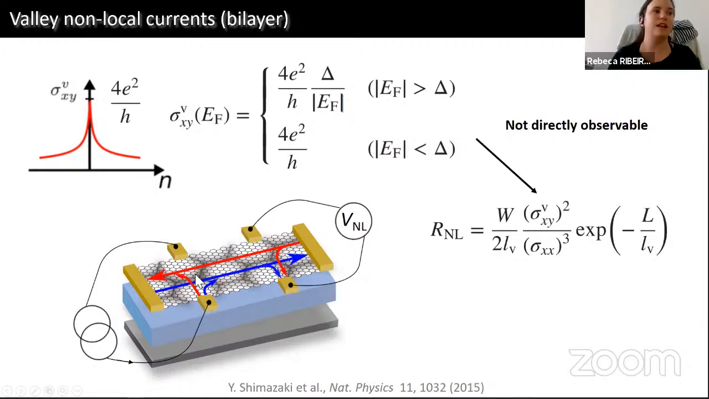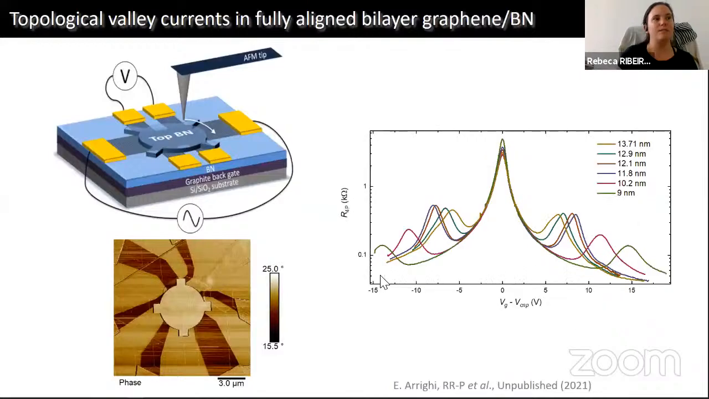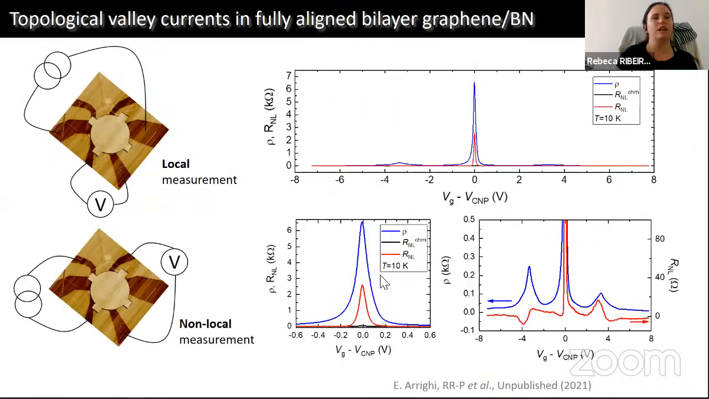Now, this is what happens if you inject electrons. But if you inject holes, the opposite will happen. When I say the opposite will happen, it is that your charge accumulation will be in this electrode, which means that your non-local signal will be inverted. And that's exactly what is happening here. We're having an inversion of our non-local resistance. So this is just a change in the charge carrier nature, which is expected, which is also what we see at the charge neutrality point.